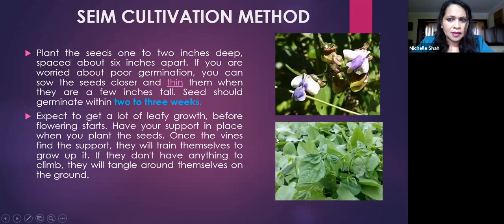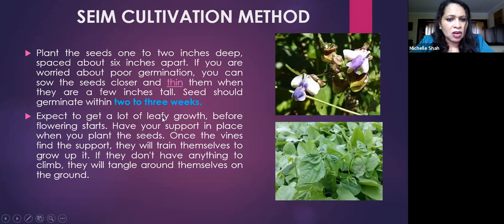For the cultivation of same, we plant the seeds 1 to 2 inches deep, spaced 6 inches apart. If you're worried about poor germination, you can sow seeds closer and thin them when they are a few inches tall. So you can plant it a little closer than the 6 inches apart. Seeds should germinate in 2 to 3 weeks.